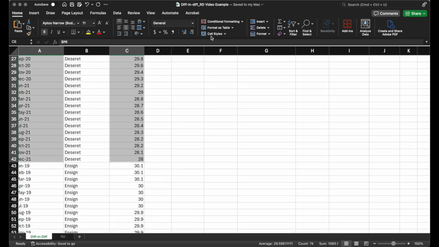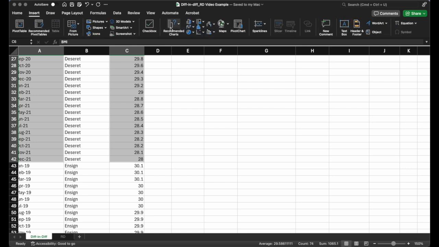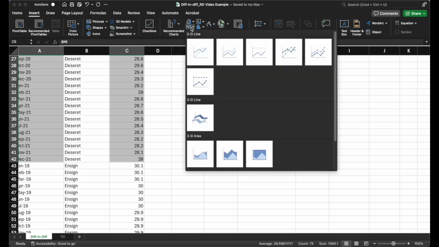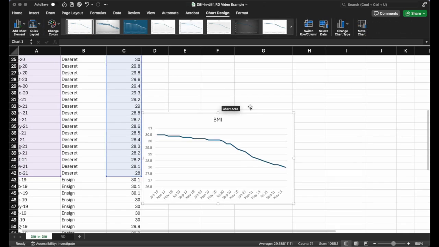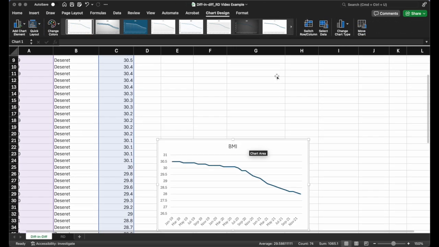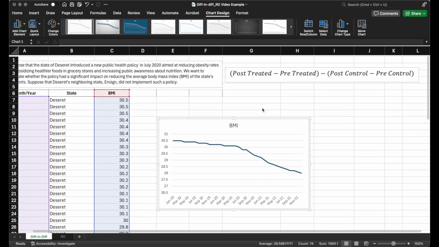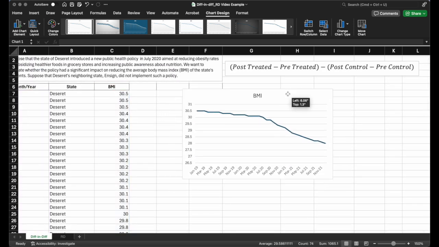And for this one, I know we've used a scatter plot with lines for a lot of our graphs so far. For this, I think it's actually easier to just use a line graph the way we're calculating it here. Okay, so here is for the state of Deseret what the average BMI looks like trending over time.